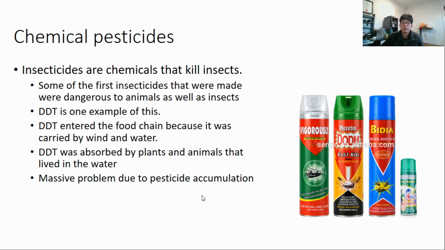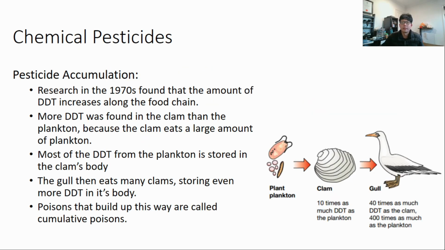Alright, so you might not know what pesticide accumulation is just yet, but that's okay, we're going to go through that in the next slide. So I'm going to continue on with the example of DDT. Research in the 1970s found that the amount of DDT increased along the food chain. So this isn't good, remember it kills insects and it's bad for animals as well.